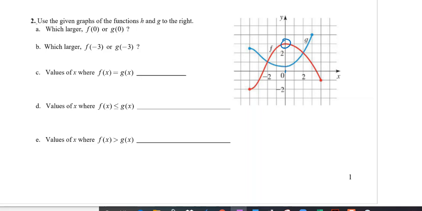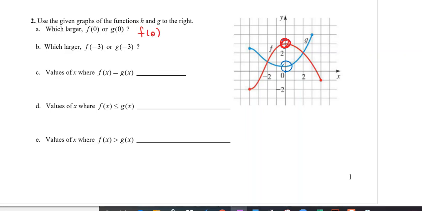I don't even have to know what its value is. I just need to know how to compare it with g of 0. So here's f of 0 right there. Now g of 0 is the y value for the graph of g, which is the blue graph, which is right here. Which one's bigger? When you go on the y-axis, the higher you go, the bigger the numbers. The red dot there is higher than the blue one. So in this case, f of 0 is larger.